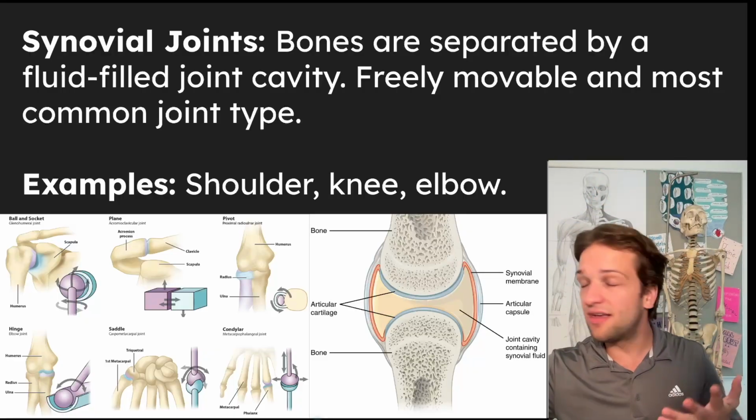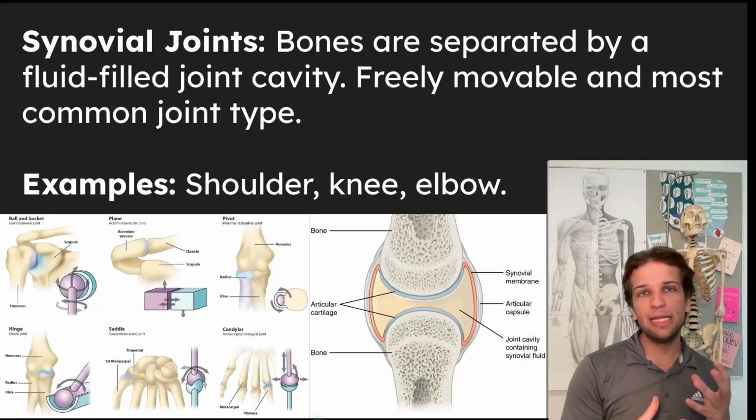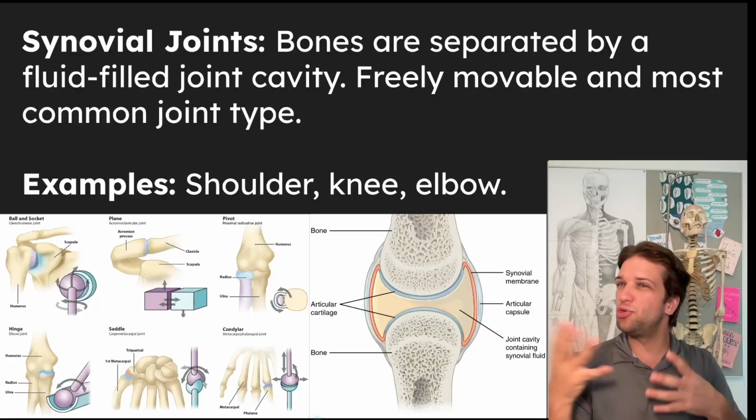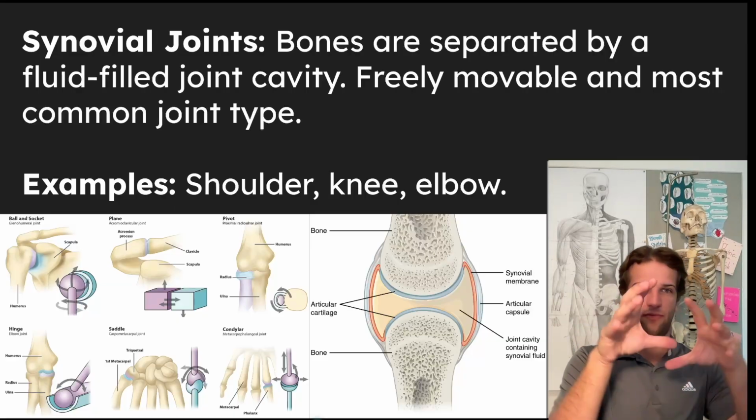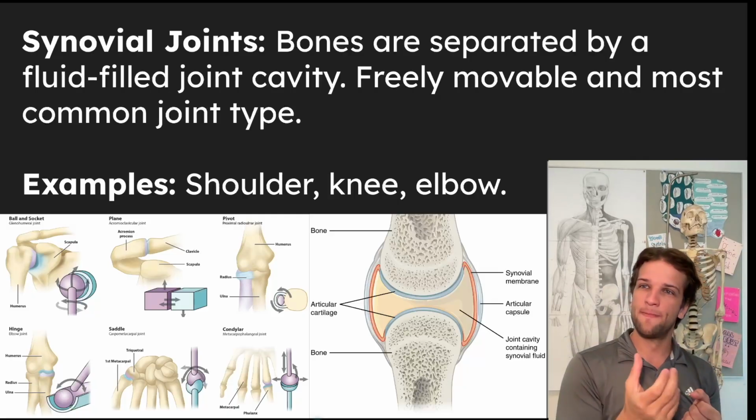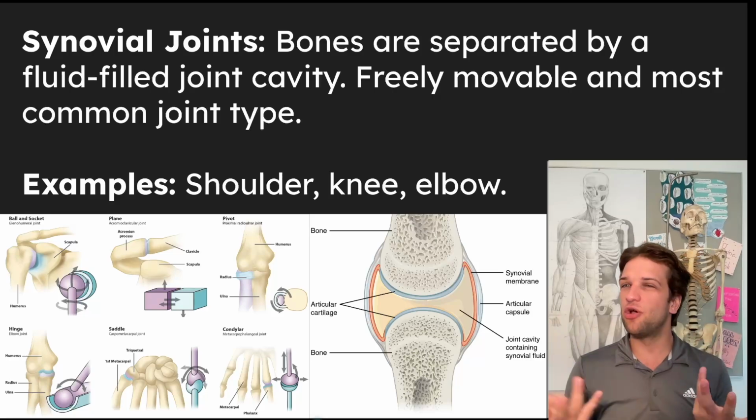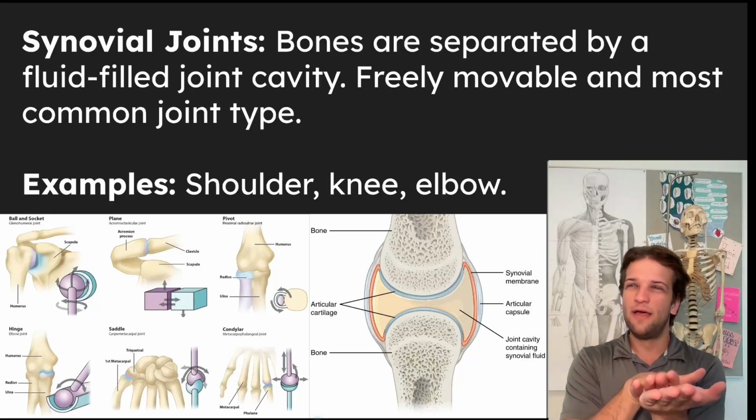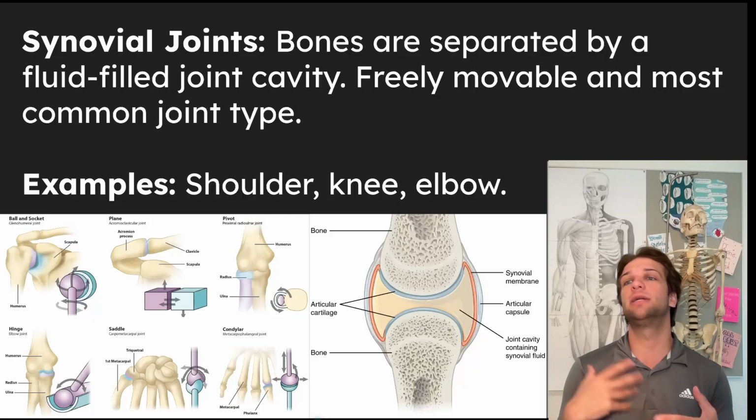These are the ones that we think of the most when we think about joints, because these are our freely moving joints, usually because they are separated by a fluid-filled cavity, right? It's a cavity that's almost injected with what's called synovial fluid, but it's almost like an oil that makes sure that there's limited friction. So it's actually set up to facilitate a ton of movement.